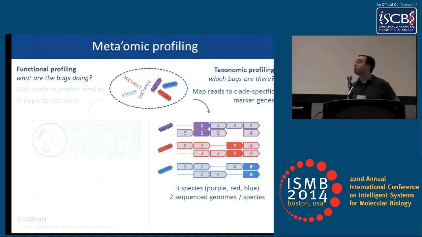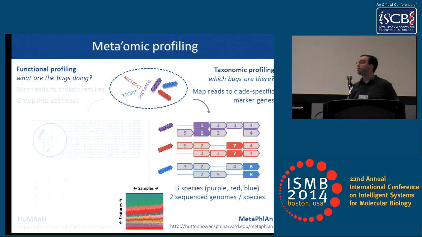It's again a mapping step, but now a mapping against specific marker genes for species in the community. So for example, if we have isolate genomes from this purple bug, we specifically map the reads to these marker genes for that species that are always observed there but never observed anywhere else. And we use this to get an accurate profile of the species composition of the same samples. And this is done with a tool called MetaPhlAn that's also available.